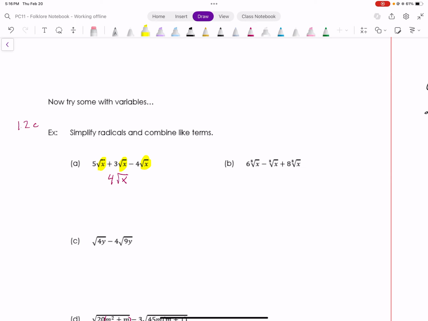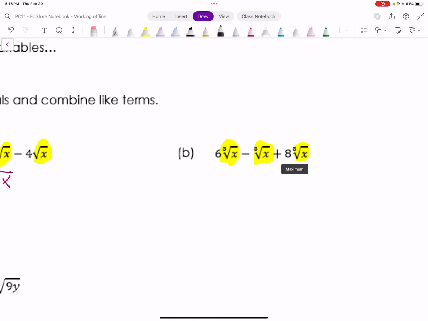Now when I take a look, my radicals are actually all like. Now I just want to draw your attention that the middle term, when it says negative, it's actually an implied -1. So 6 cube root of x minus 1 cube root of x plus 8 cube root of x. Well, 6 minus 1 is 5 plus 8. Now that's 13 cube root of x. So far, smooth sailing, I hope.